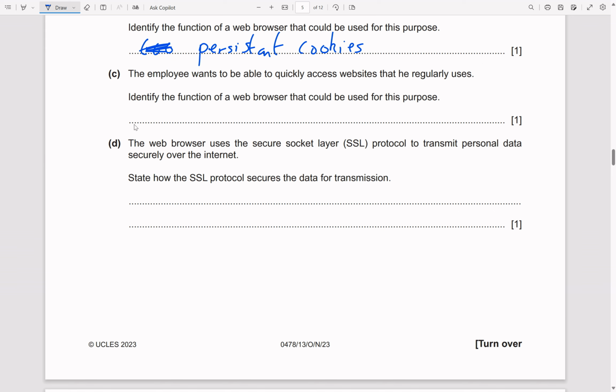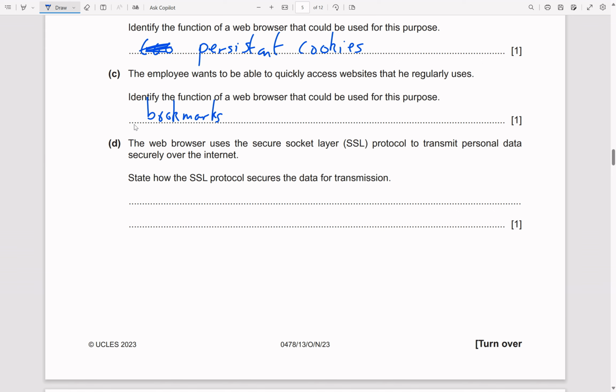Next one, the employee wants to be able to quickly access websites that he regularly uses. Identify the function of a web browser that could be used for this purpose. So I think here we can probably just say bookmarks. They'll store a list of bookmarks, his favorite websites.